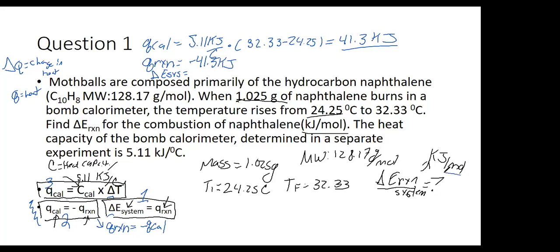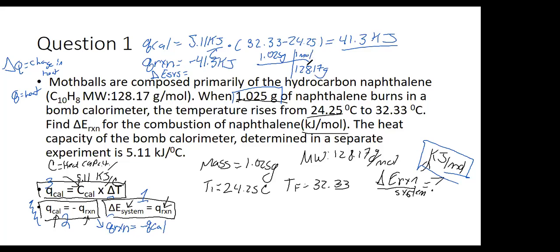And I say we're not quite done because I want kilojoules per mole. And right now I'm just in kilojoules, right? So the way to go about this now is you have to realize you blew up a small sample of naphthalene. I want to figure out how many moles of naphthalene I blew up. That's why I gave you the molecular mass. So I have 1.025 grams of naphthalene that I blew up. There are 128.17 grams for every 1 mole of naphthalene, right?